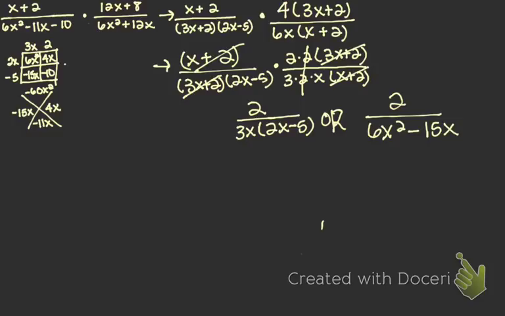So in this case, the 3x plus 2, you would set it equal to 0 and solve. The 2x minus 5, set it equal to 0 and solve. The 6x, set it equal to 0 and solve. The x plus 2, set it equal to 0 and solve. So in this case, x cannot equal negative 2/3 from the first one, 5/2 from the second one, 0 from the 6x, and negative 2 from the x plus 2.